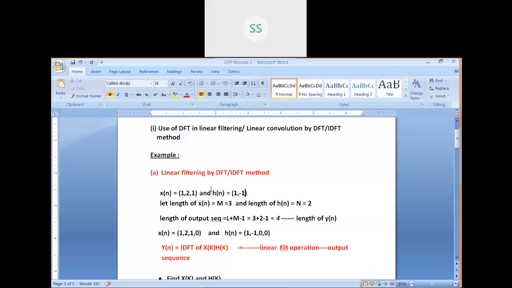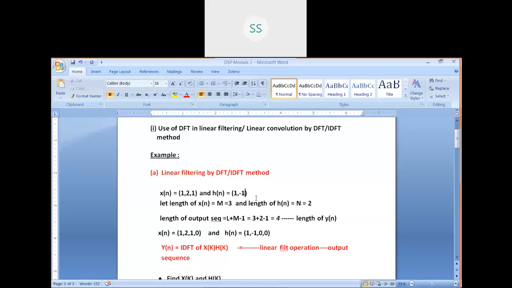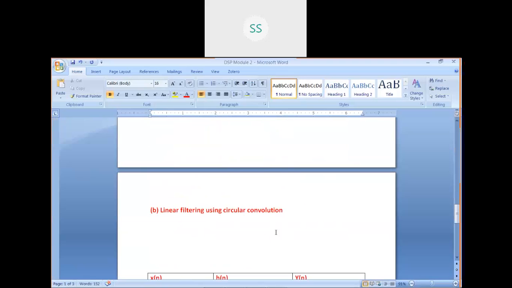I told you to change this particular data, that is the sample values, and do it again. Anyway, today also we will continue with the same example only: x of n is 1, 2, 1, and h of n is 1, 1, minus 1, minus 1. For the same samples we are going to verify our results by an equivalent method.